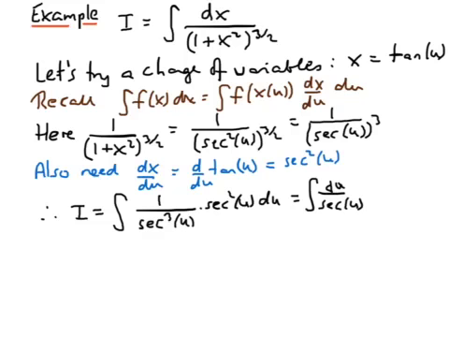But sec of u means 1 over cos of u, so if we have sec of u in the denominator as we do here, this is just equal to the integral of the cosine of u with respect to u. And that's therefore a very simple integral, and what we see is that our integral I is the sine of u, you differentiate sine, you get cosine, plus an integration constant.